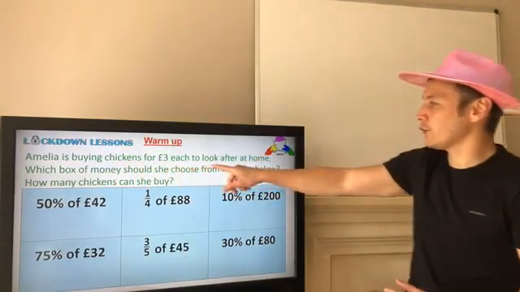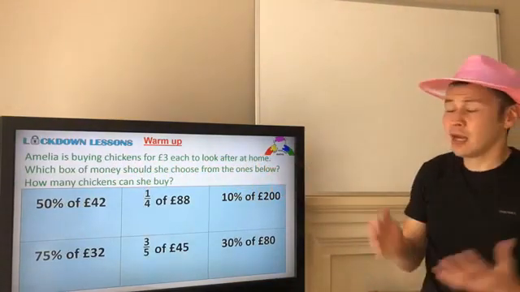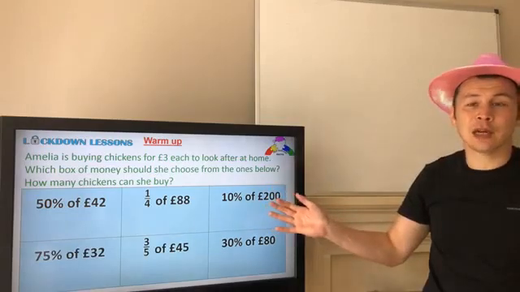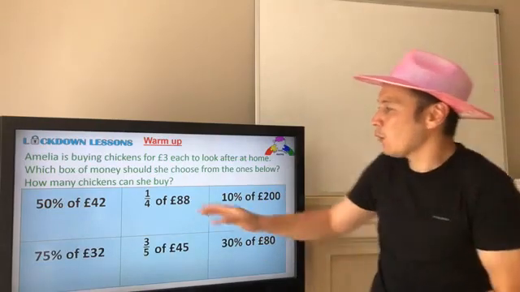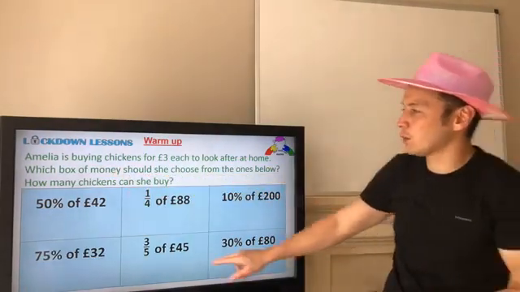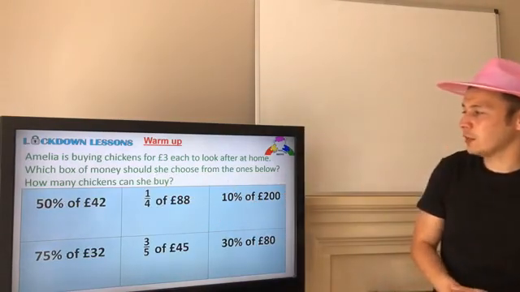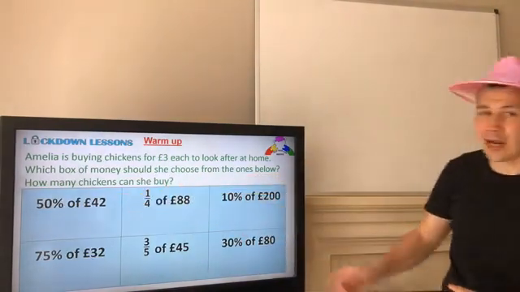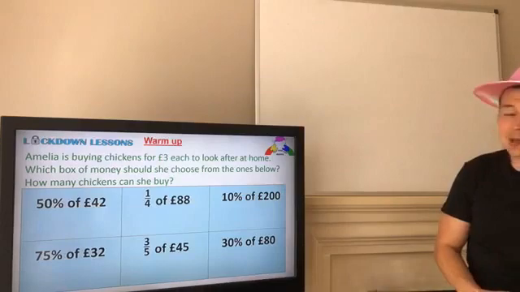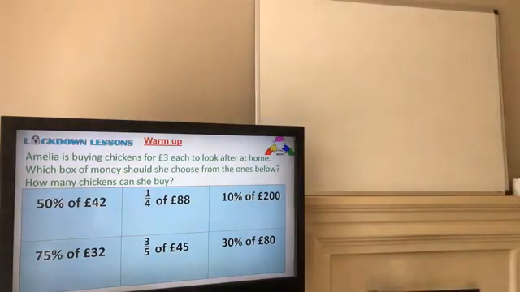Amelia is buying chickens for £3 each to look after at home. She looks after chickens herself, which is a brilliant thing to do. Which box of money should she choose from the ones below? How many chickens can she buy? So you still need to keep working out the values of those and thinking, how many chickens can Amelia buy?